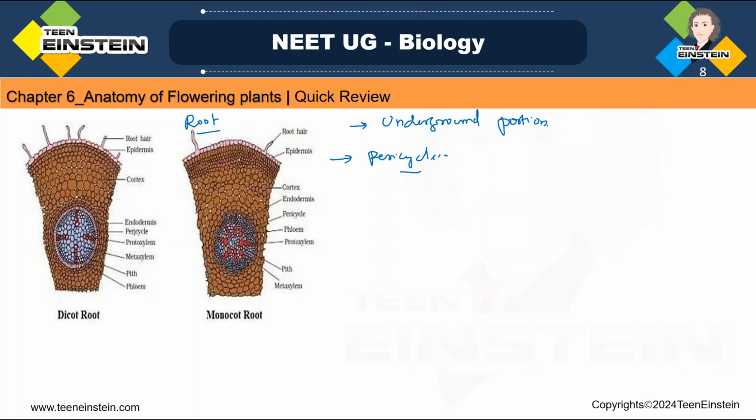Then about the vascular bundles. Here you can see the vascular bundles. It is diarch to hexarch. Which one? Vascular bundles in dicot root. So this is dicot root. You can see diarch to hexarch. But hexarch to polyarch in which one? That means more than 6 vascular bundles you can see in which one? It is in the case of monocot roots. Here you can see the number of vascular bundles.